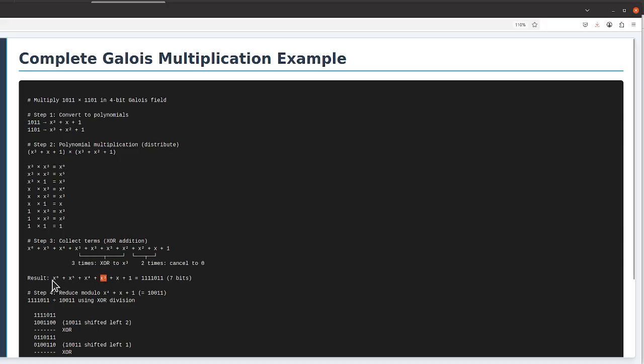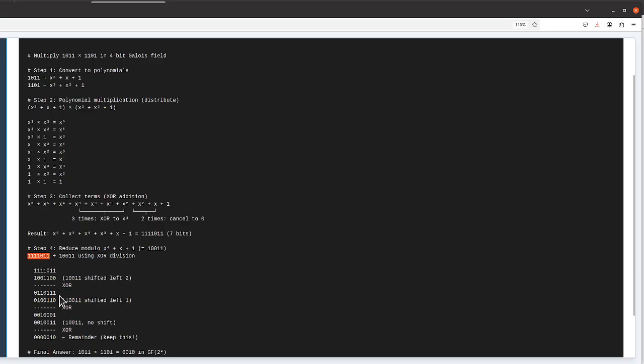Our result is x to the 6 plus x to the 5 plus x to the 4 plus x cubed plus x plus 1. Converting back to bits, that's 1111011, which is a 7-bit result. We started with 4-bit numbers and got a 7-bit result. Now, we need to reduce this to 4 bits using our irreducible polynomial. For 4-bit fields, let's use x to the 4 plus x plus 1, which, in bits, is 10011.